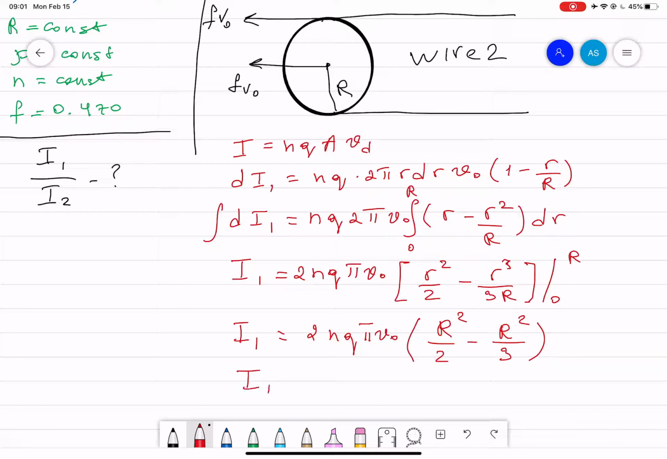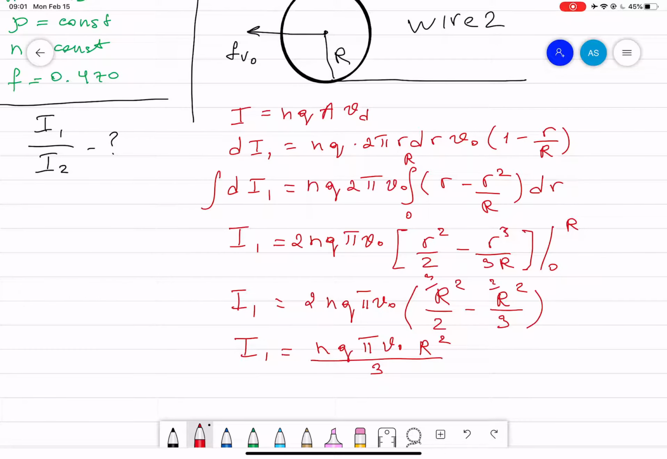So the final answer is 3 minus 2 over 6, which is 1 over 6, so that means I get nq pi v initial r squared divided by 6, which divided by 2 gives 3. Okay, now we found the current 1, which is equal to nq pi v0 R squared divided by 3.